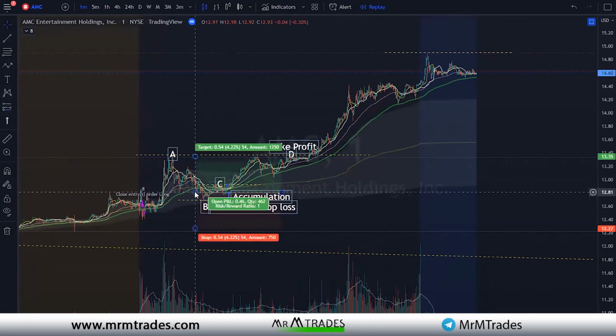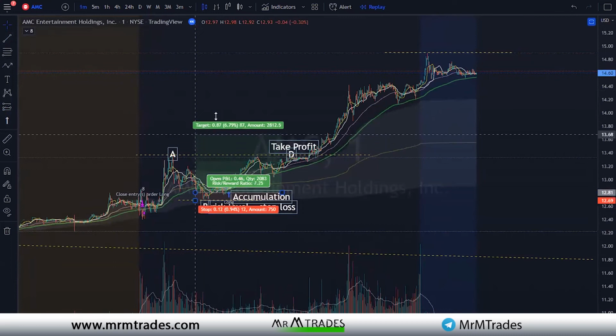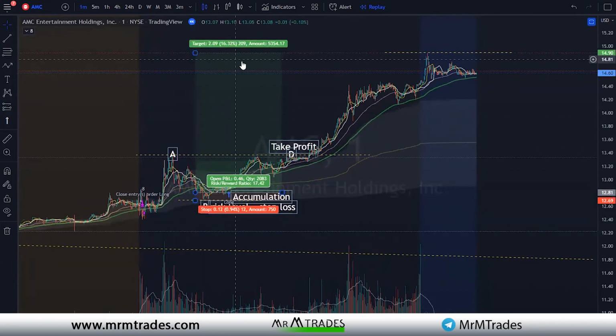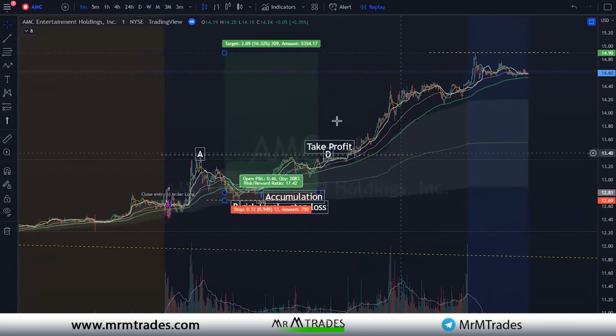If you accumulate with your stop loss level just below the B, with your profit, you get a risk reward of 17R. So beautiful trade, beautiful setup, worth watching for.